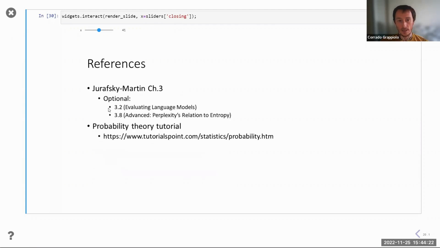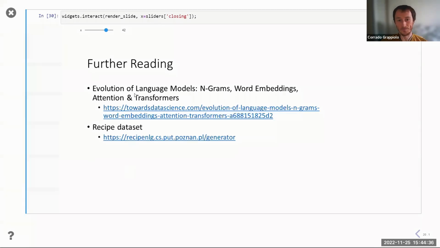The lesson is based mainly on chapter 3. You can have a look at these 2 paragraphs that I didn't cover, and this is a link to a probability theory tutorial in case you want to refresh your mind a bit more. This is the website where I found the full data set on recipes.